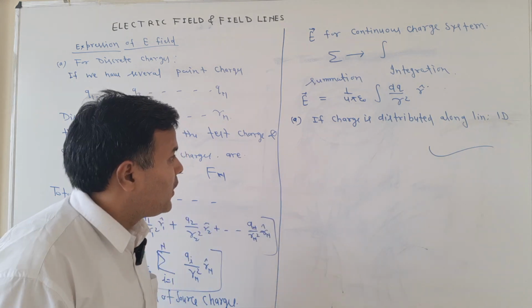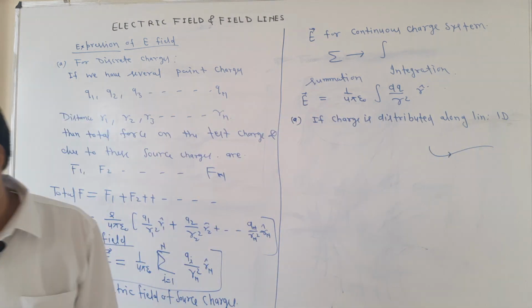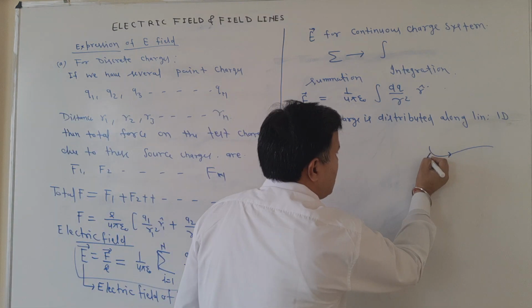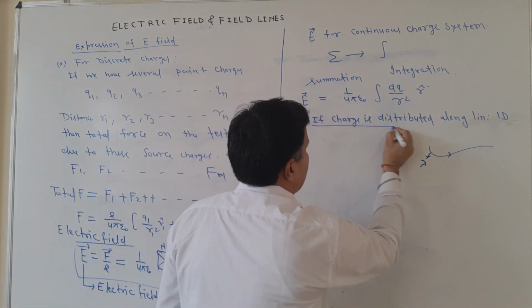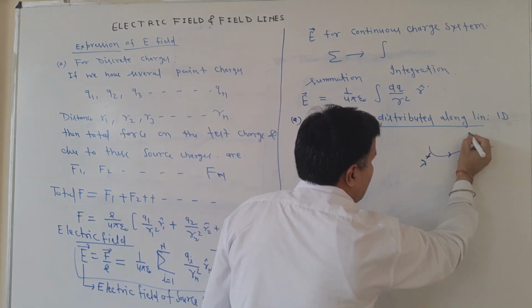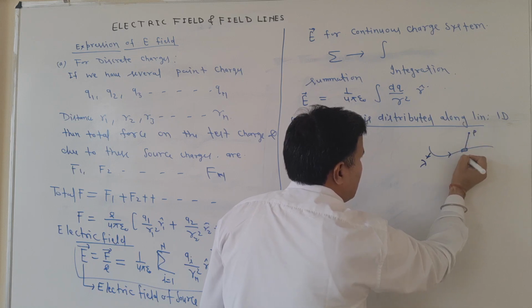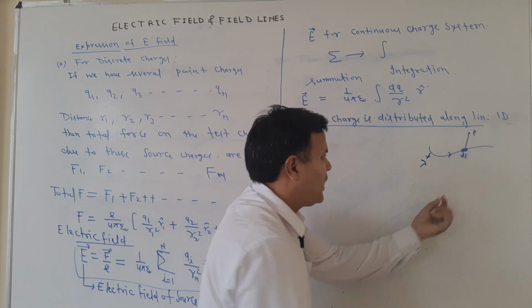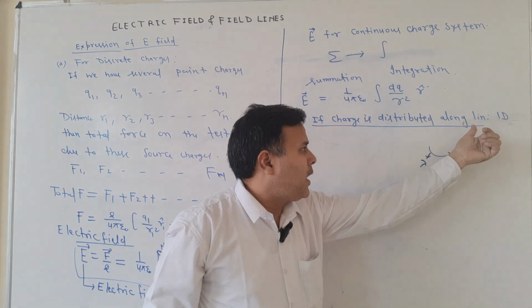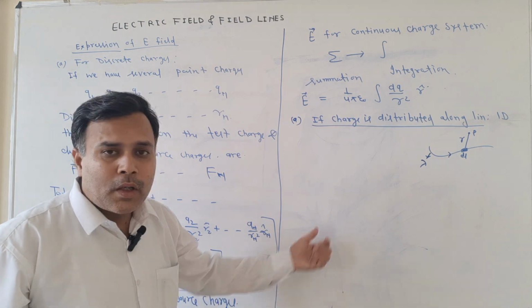So let us see it one by one. If the charge q is distributed along a line having line charge density lambda, and we want to find out the field at any point P, consider a length element dl along this wire, and we want to find out the electric field at any point P which is at a distance r in terms of lambda.